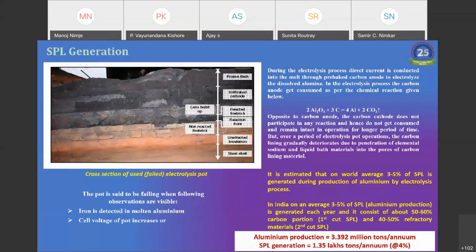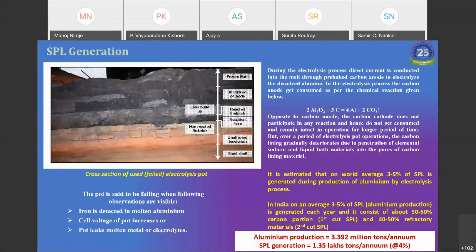Metal or electrolytes from the electrolysis cell. And when the pot gets filled, the pot is emptied and cooled down, and the existing lining is removed to reuse the steel shell by relining the pot with a fresh lining. And this removed lining material is called SPL, or spent pot lining.